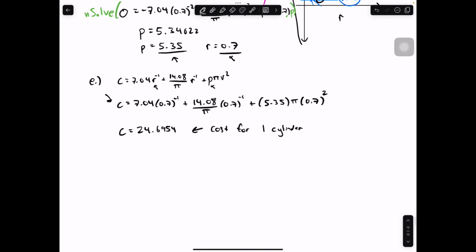So we want to take 24.6954 and multiply it by 350. And that will give us the total cost of the 350. So 24.6954 times 350 equals $8,643.39.